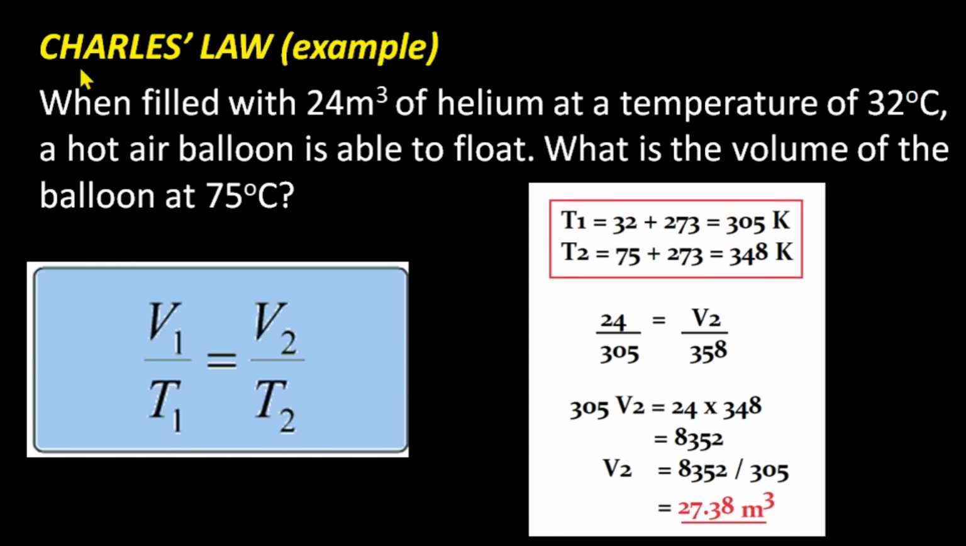Here we have an example using Charles' law. When filled with 24 meters cubed of helium at a temperature of 32 degrees Celsius, a hot air balloon is able to float. What is the volume of the balloon at 75 degrees Celsius? This is the formula here.